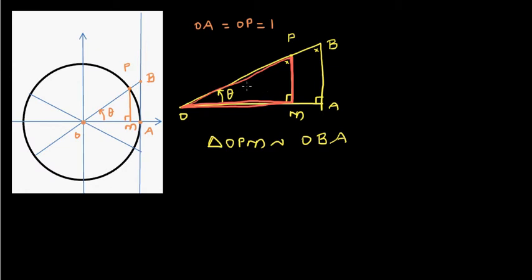So OP is 1. Can I say cos theta is adjacent over hypotenuse, and hypotenuse is 1, so cos theta is OM. And sine theta is opposite over hypotenuse, again hypotenuse is 1, which is PM. So this side is cos theta, and this side is sine theta. Once that is decided, if two triangles are similar, the sides are proportional.